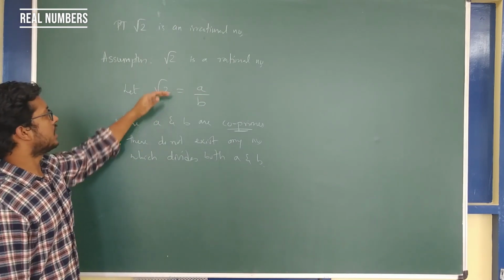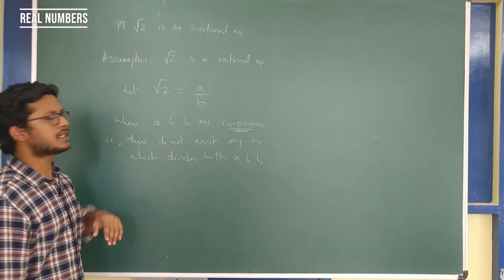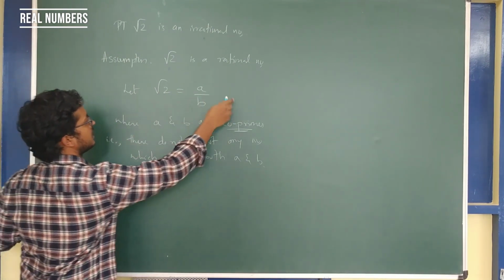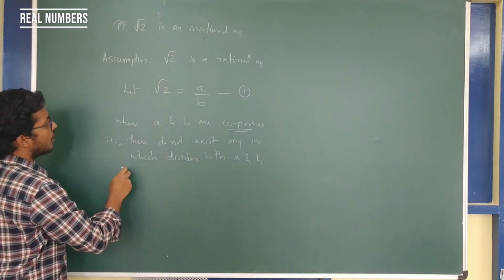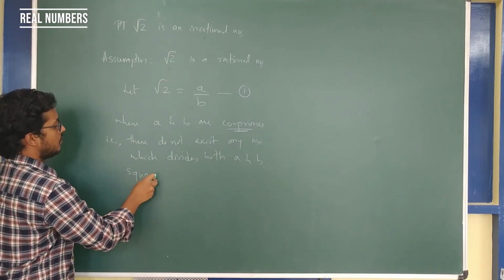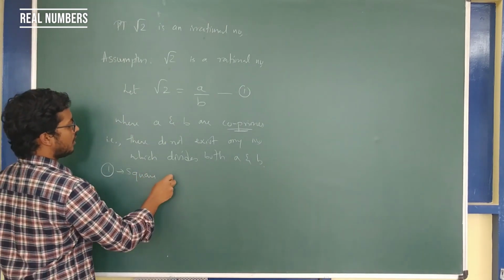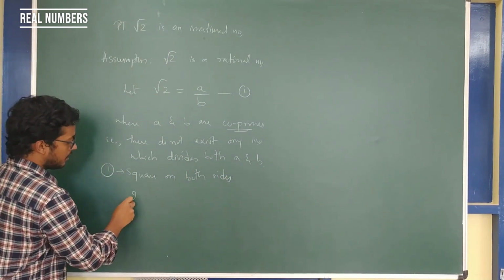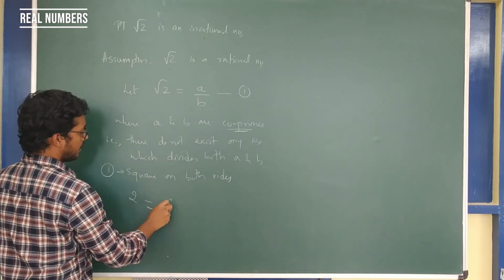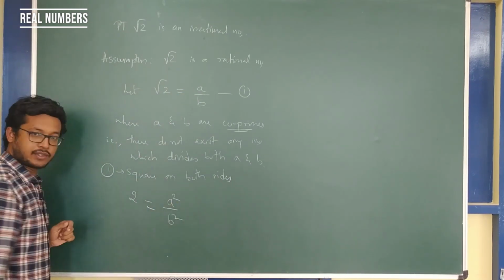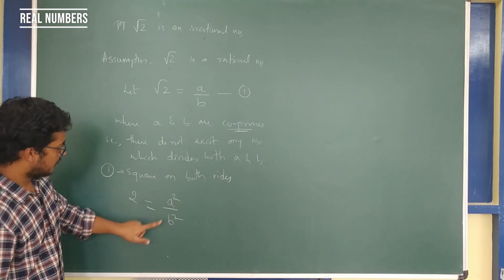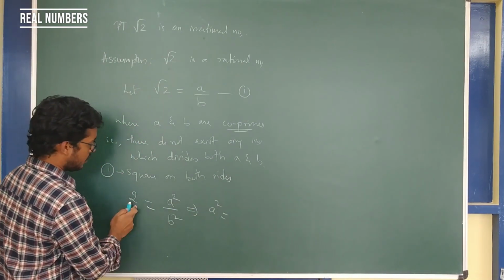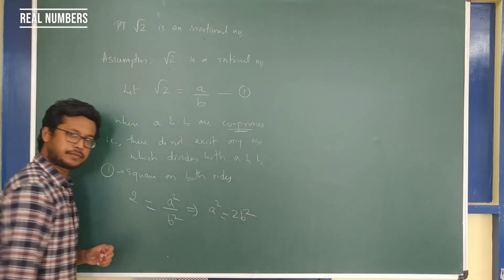Alright, so let's simplify this one then. Let's call this equation 1. Square on both the sides. When we do that, what happens? Square root 2 whole square becomes 2, and a by b whole square becomes a square by b square. I'll simplify this one: I'll bring this b square to this side. So a square becomes 2 times b square.